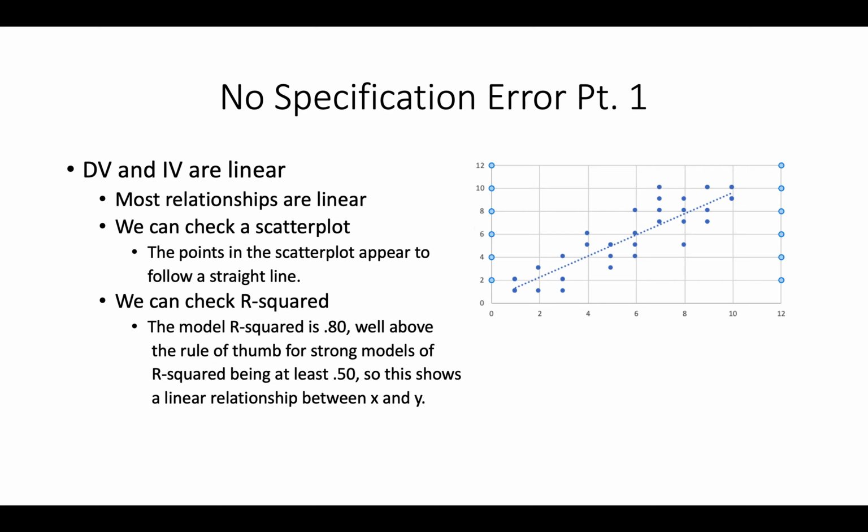We can also examine the R-squared statistic. If it is pretty high, then we can assume that the relationship is linear, as R-squared is meant to capture linearity to a certain extent. Since the R-squared in our model is 0.80, above the standard for strong models with an R-squared of 0.50, and again, 80% of the variation in the dependent variable is explained by the independent variable, we can conclude that the relationship between the dependent variable and the independent variable is linear, and that that assumption is satisfied.